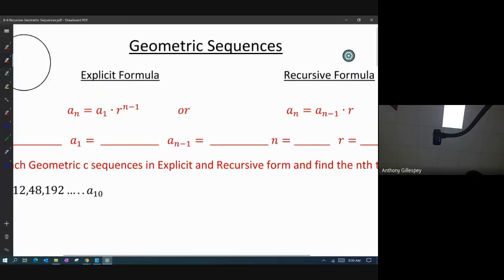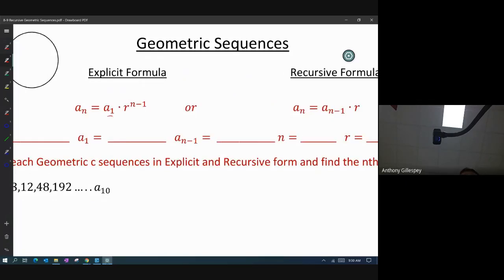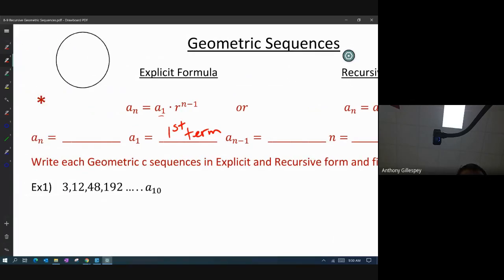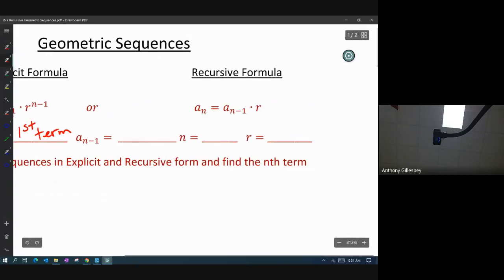That's all this is saying, right? A sub 1 is what? What does that mean? First number, right? First term, first number. What does A sub n stand for? Any number in the sequence, right? Any term or any number. Term, number, same thing. N stands for the nth number, yeah? So the 5th number, the 20th number, and so on.